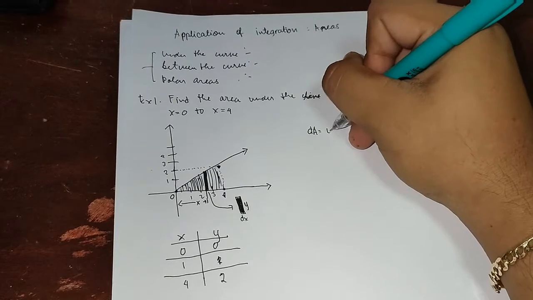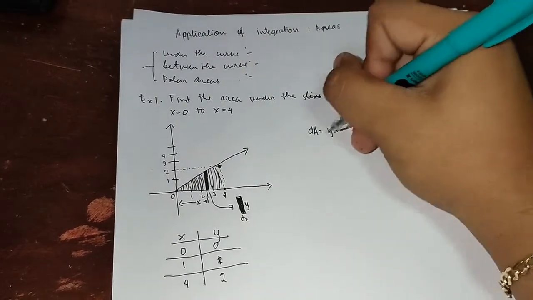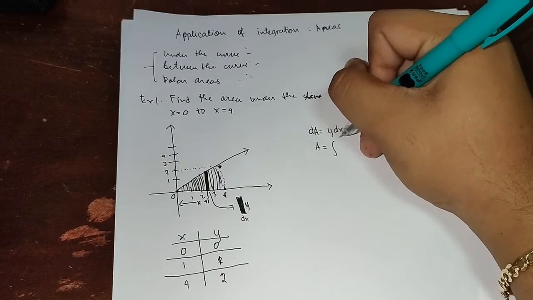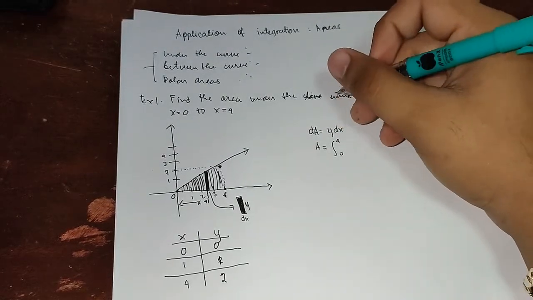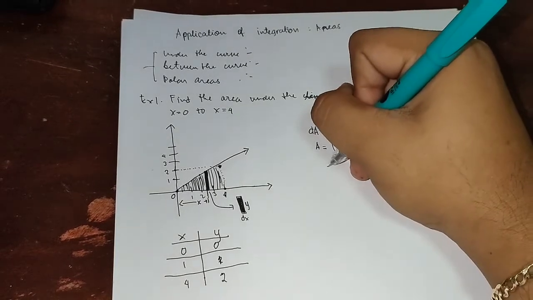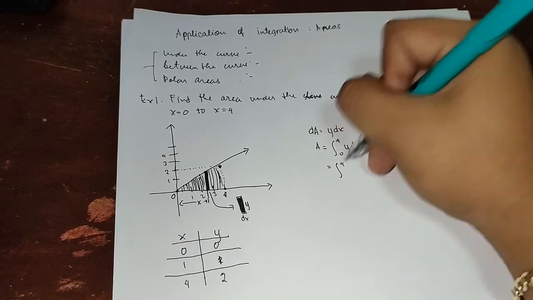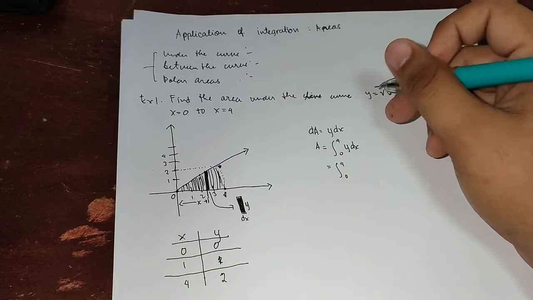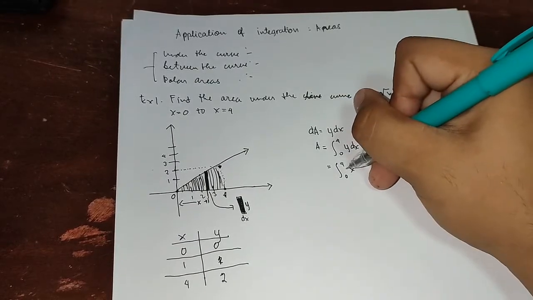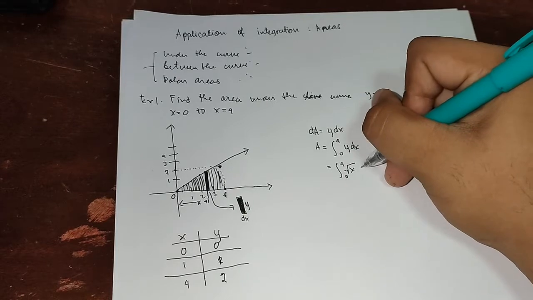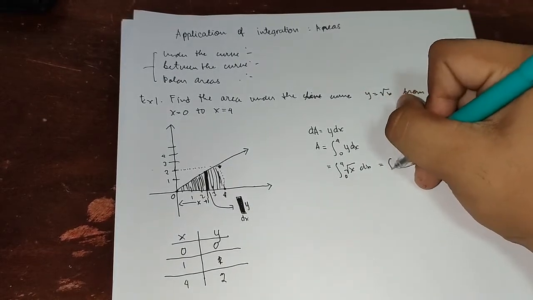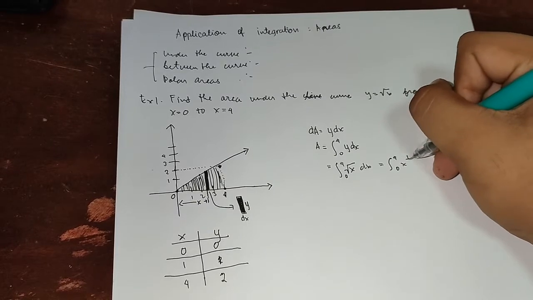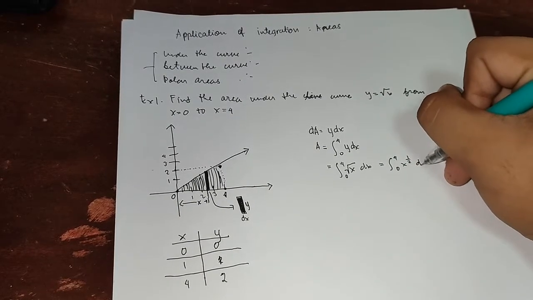and the equation for this is y dx. Area is equals to the integral with limits 4 and 0 of y dx, equals the integral from 0 to 4 of the y, which is square root of x, dx, which we will transform into integral of upper limit 4 and lower limit 0, x raised to 1/2 dx.